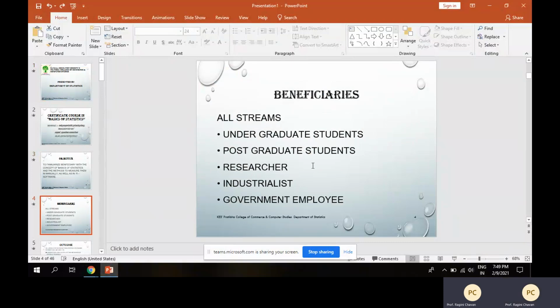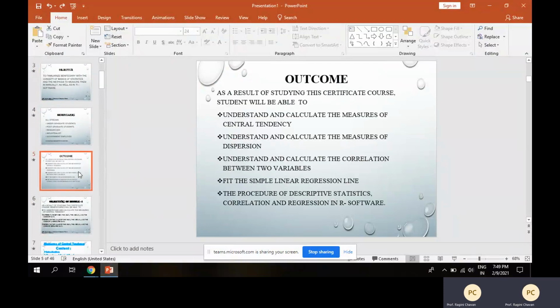Beneficiaries of this course are undergraduate, postgraduate students, researchers, industrialists, and government employees. After completing this course, beneficiaries will be able to understand and calculate the measures of central tendency, to understand and calculate measures of dispersion, and to understand and calculate the correlation between two variables, fit the simple linear regression line, and learn the procedure of descriptive statistics and correlation and regression in R software.